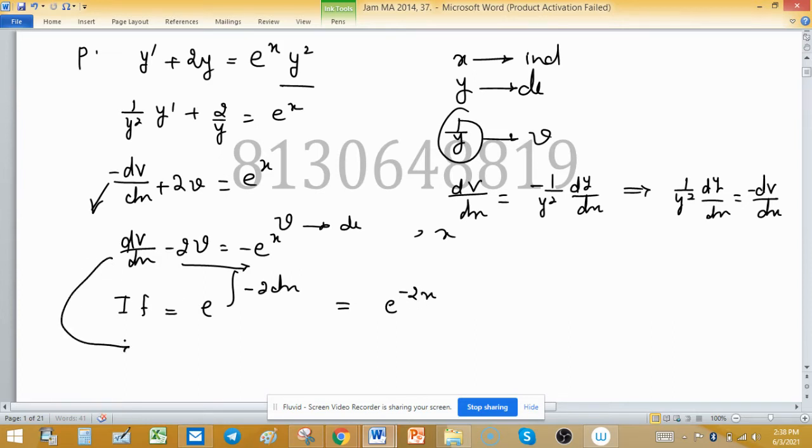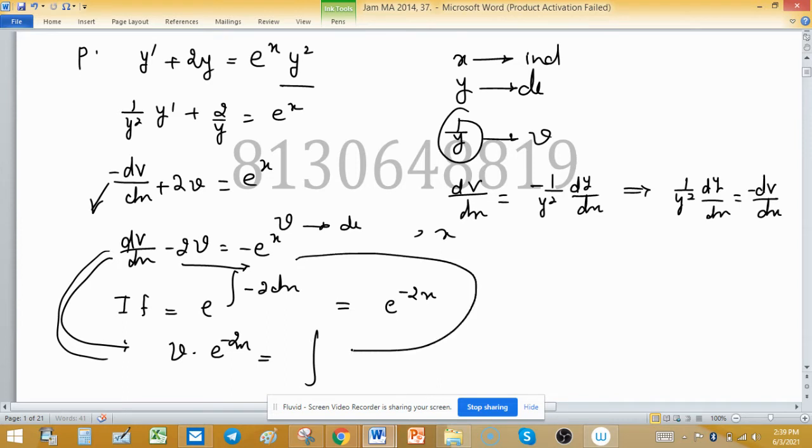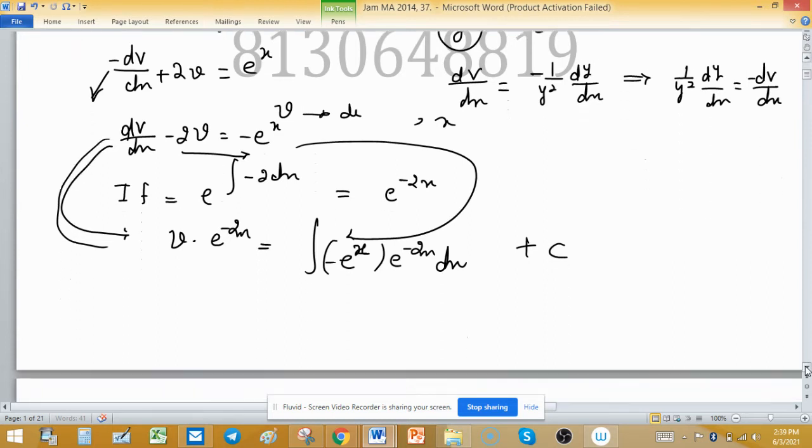Then the general solution of this equation will be in terms of the dependent variable, and the dependent variable is v. So write v here, not y, because we are finding the solution of this one first and then we will find the solution of the original one. So v into the integrating factor e raised to the power minus 2x is equal to the integration of the right hand side, minus e raised to the power x, times the integrating factor e raised to the power minus 2x, with respect to x. Also you can take c, the constant of integration.